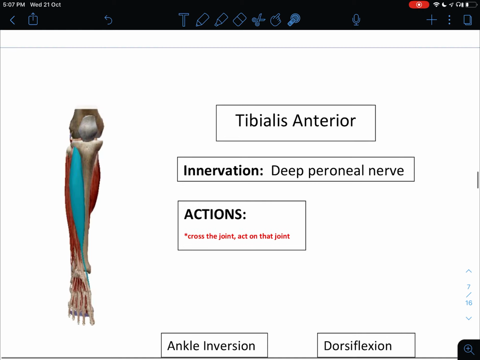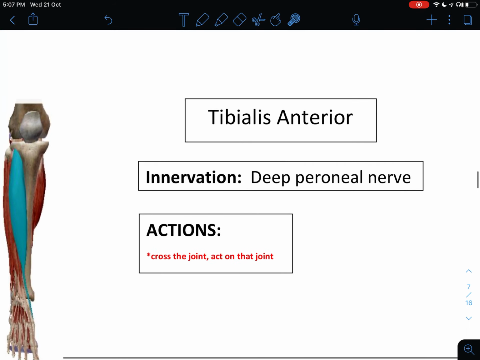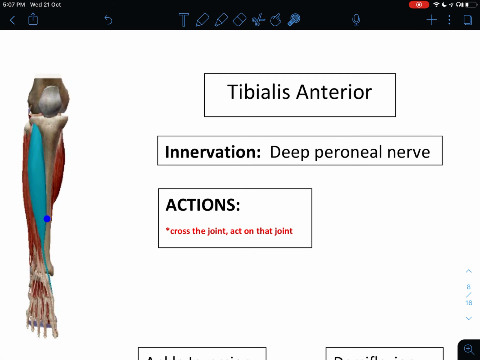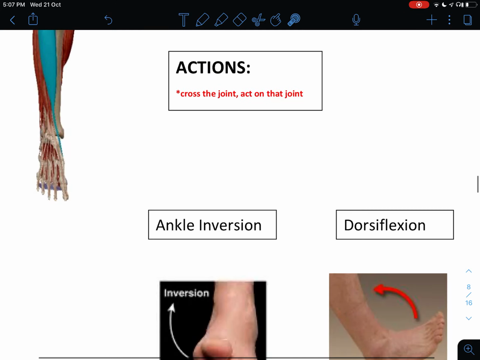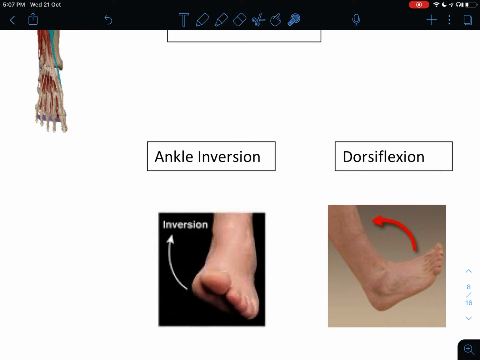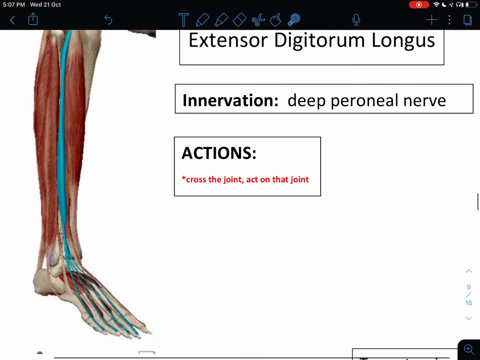Then we go into the anterior compartment now. We have our tibialis anterior here. It's innervated by the deep peroneal nerve, and its actions are ankle inversion, remember that medial side of the foot, bring that upwards, and dorsiflexion, bringing those toes towards the shin or the tibia.